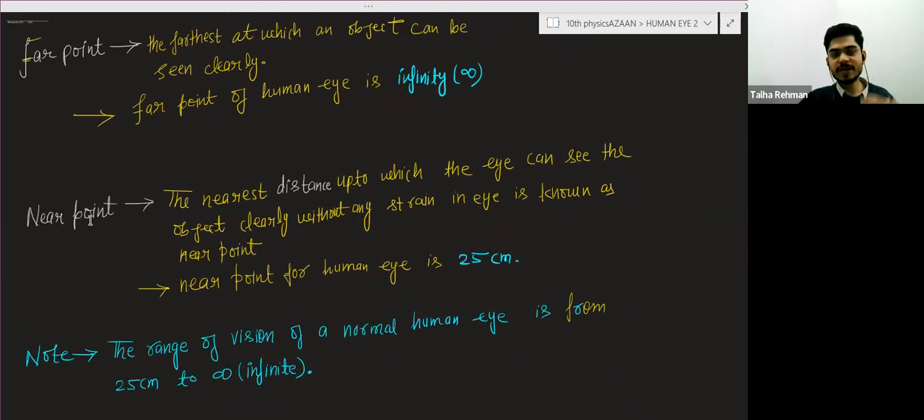So far point and near point, remember what is this? Okay, just write down fast. Far point means up to which distance your eye can see the object clearly. Near point, up to which nearest distance your eye can see the objects clearly without any strain in the eye. Just write down fast.